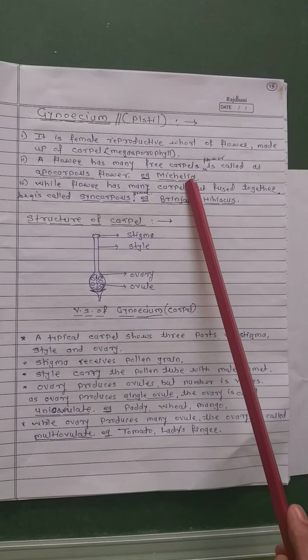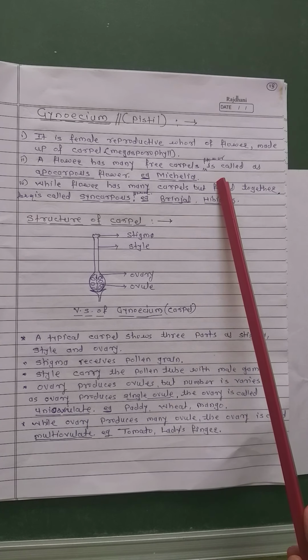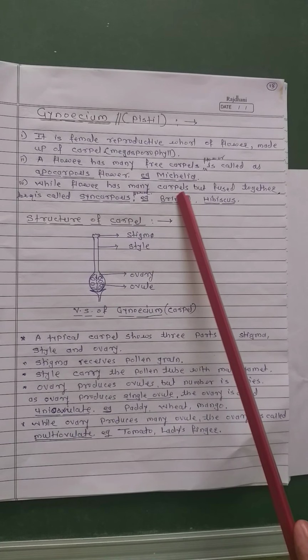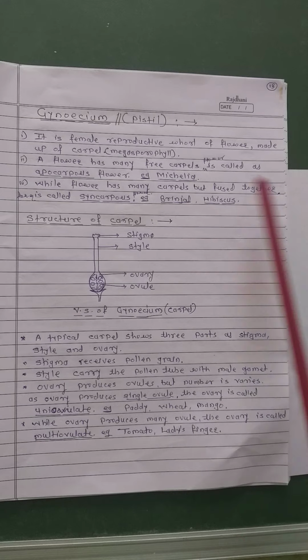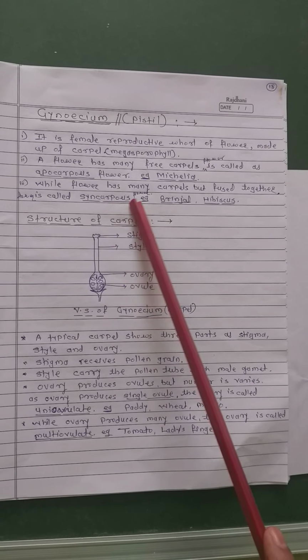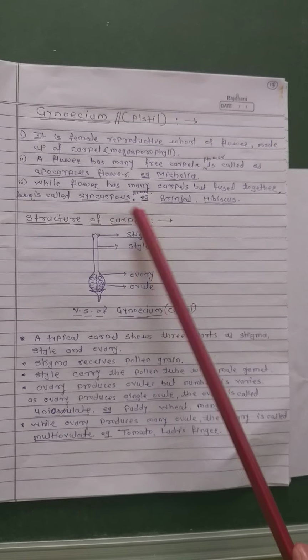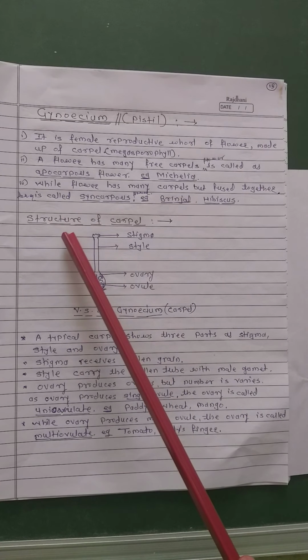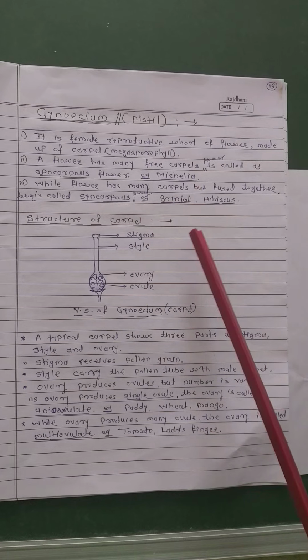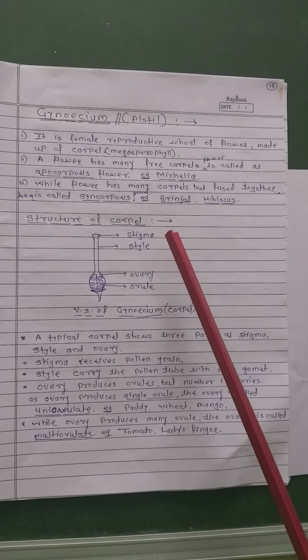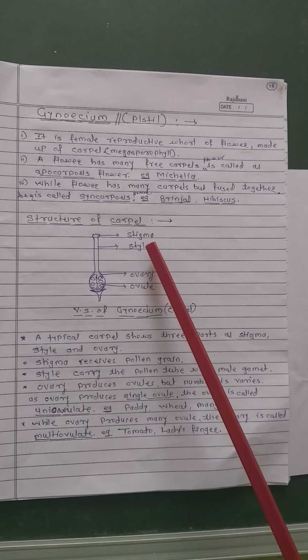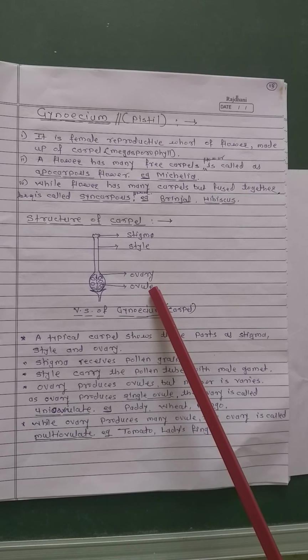For example, Michelia, that is पिवळा चाफा. While if the flower has many carpels fused together, that flower is called a syncarpous flower. For example, brinjal, hibiscus. Now we will study the structure of the carpel. Each carpel consists of three main parts: stigma, style and ovary.